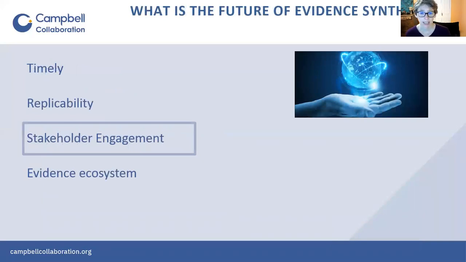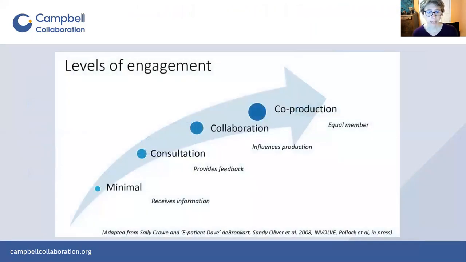Stakeholder engagement. Again, you've probably heard a lot about this. There are many levels of stakeholder engagement, but co-production remains at the top. In systematic reviews, we're often thinking so much about the details of getting the review done. We sometimes fail to include the people who are affected by the review questions.